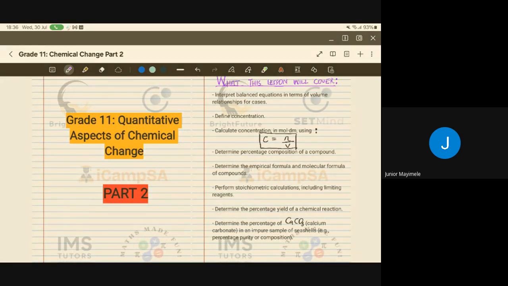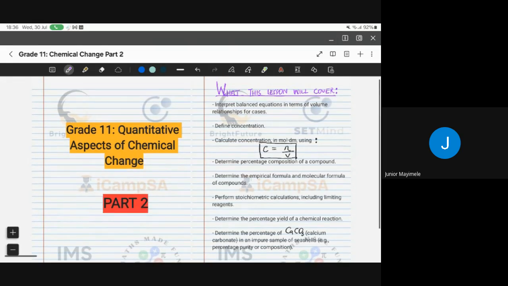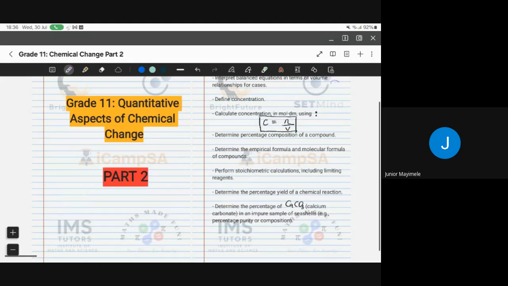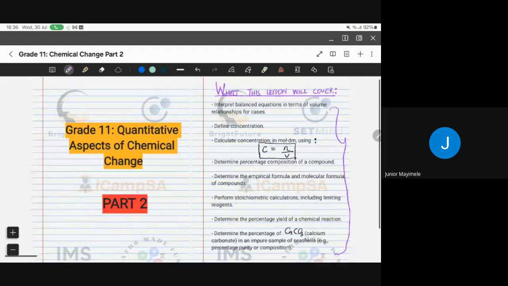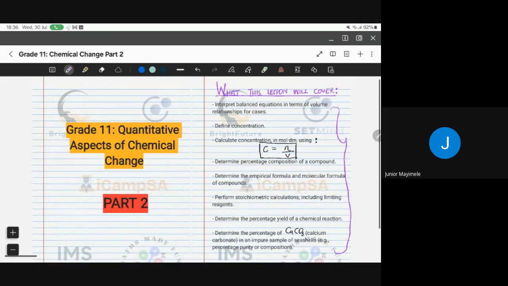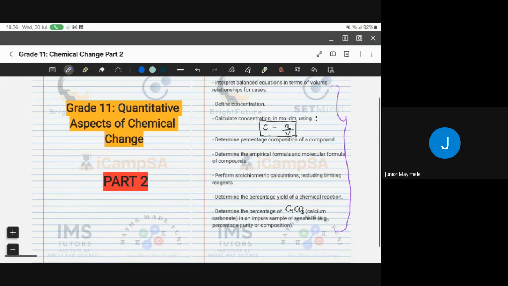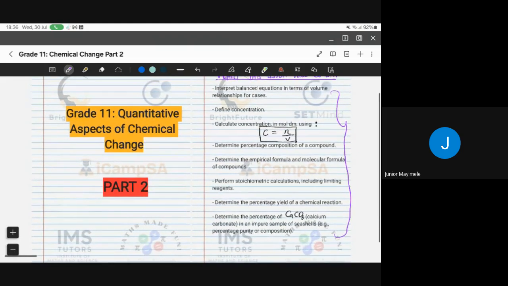Let me just do this. So the plan today is to make sure that by the time we are done, we have at least done everything in this list, right? And not just done all of that, but you should be able to at least comprehend or understand how to explain or calculate any of these things. Okay.